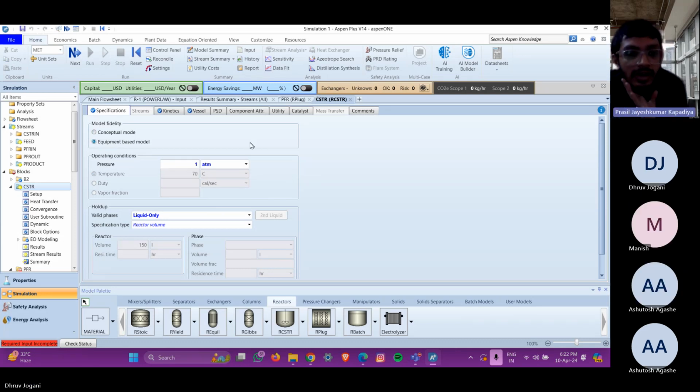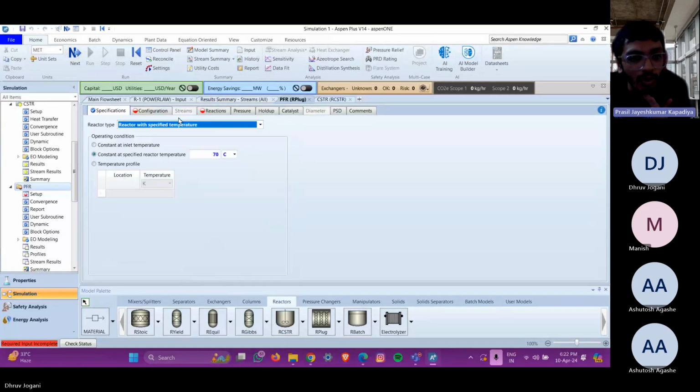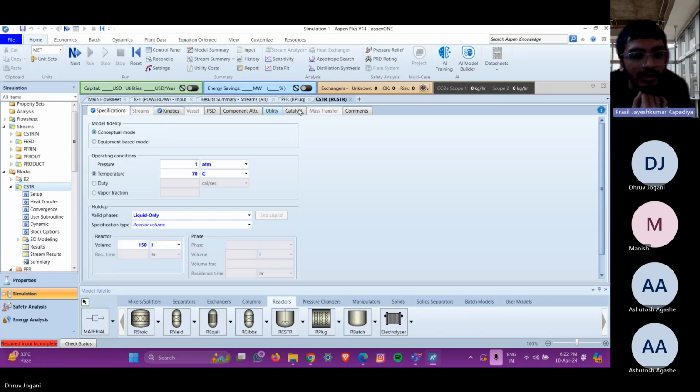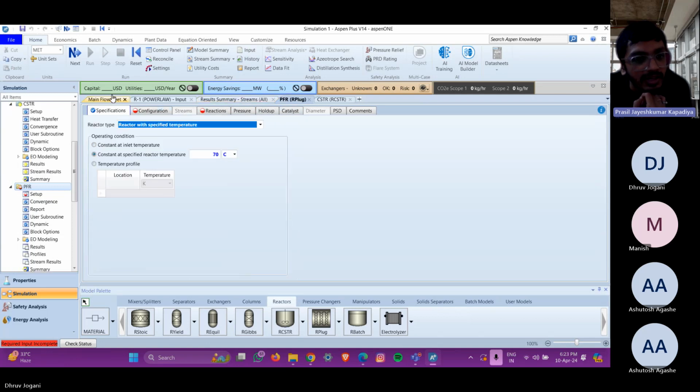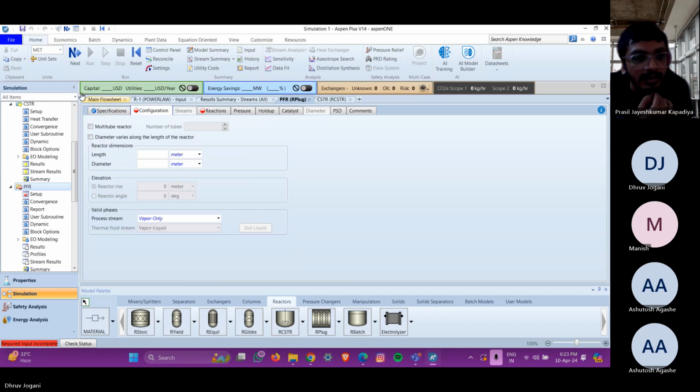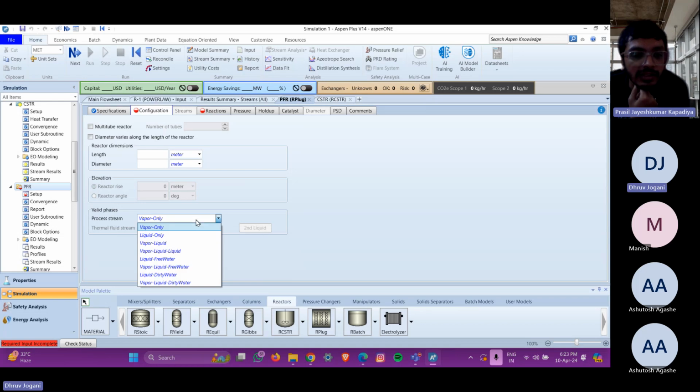Okay, it's fine now. Let's go to the PFR. No, keep conceptual mode on. Now go to the plug flow reactor. Okay, 70 degrees Celsius. Now press next. Here we know the volume of the reactor, 0.15. So what should we do for length and diameter?